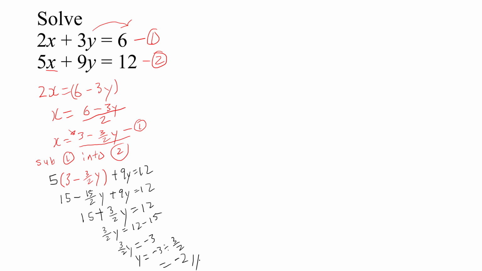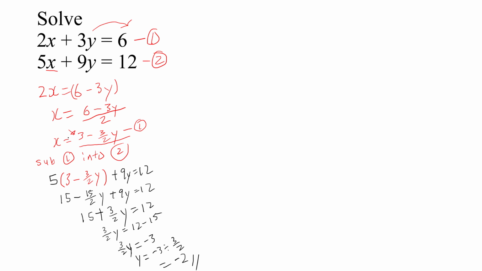Alright. If you don't get it, you just have to remember that when you bring the coefficient over, times becomes divide. Okay, you just divide by the coefficient. So we have found y. We now need to find x.